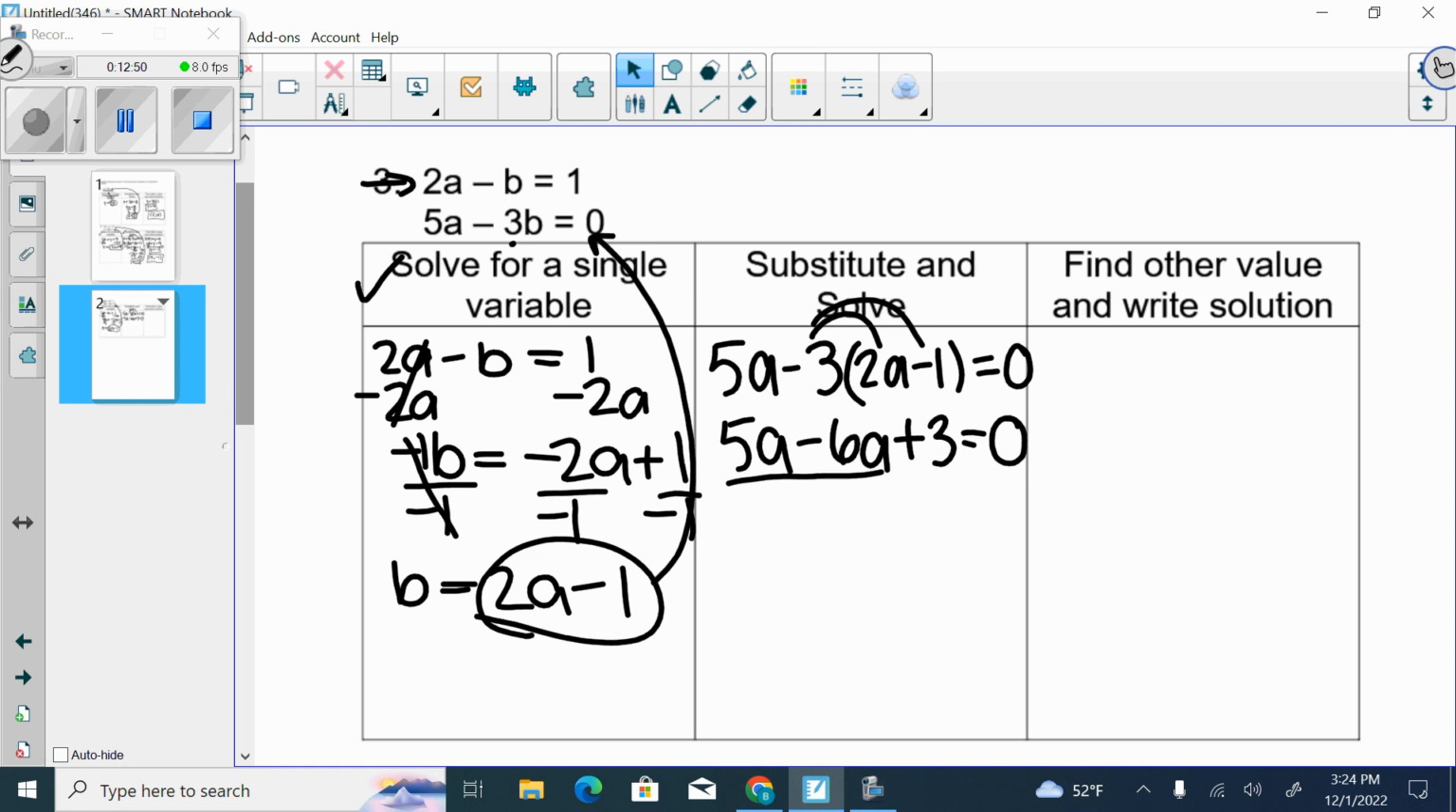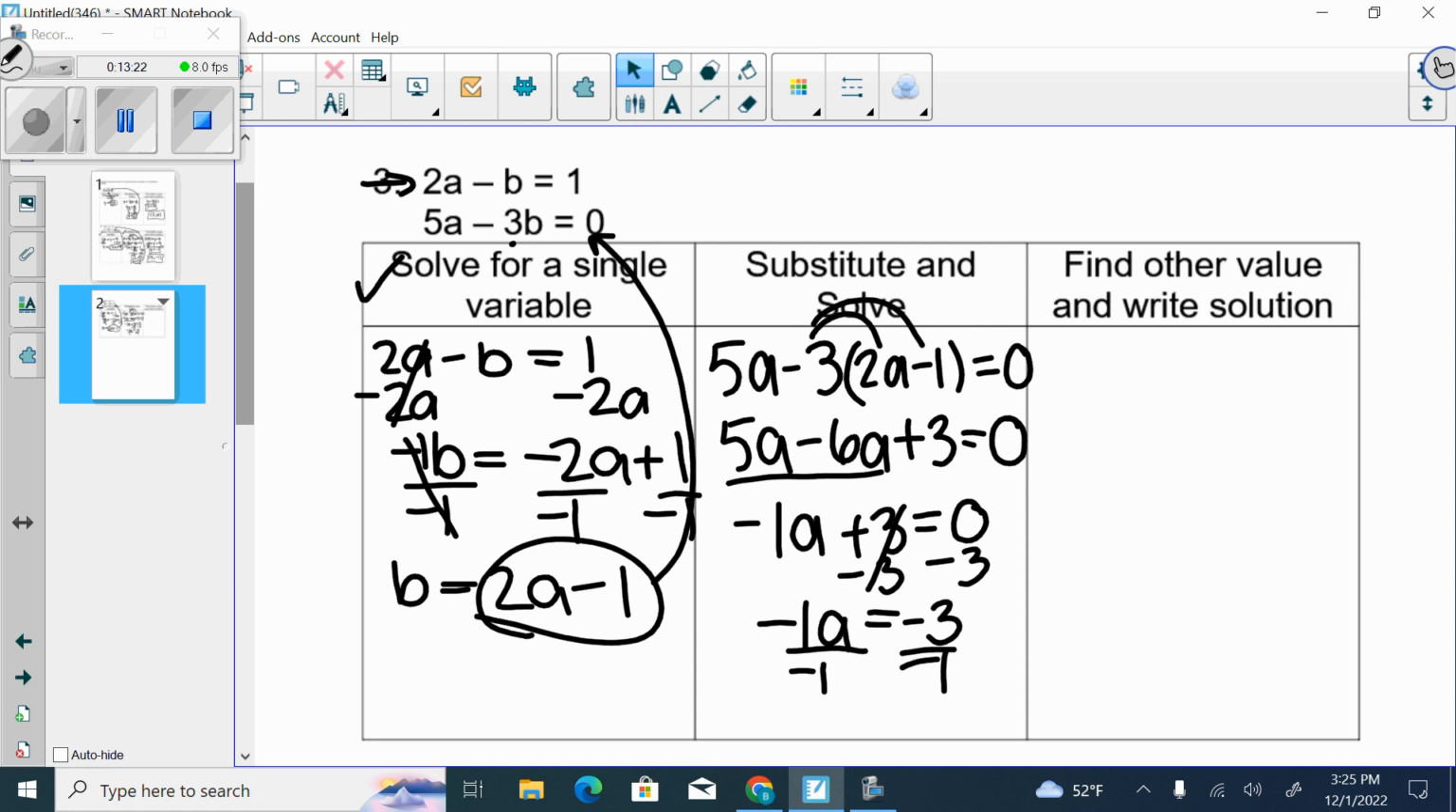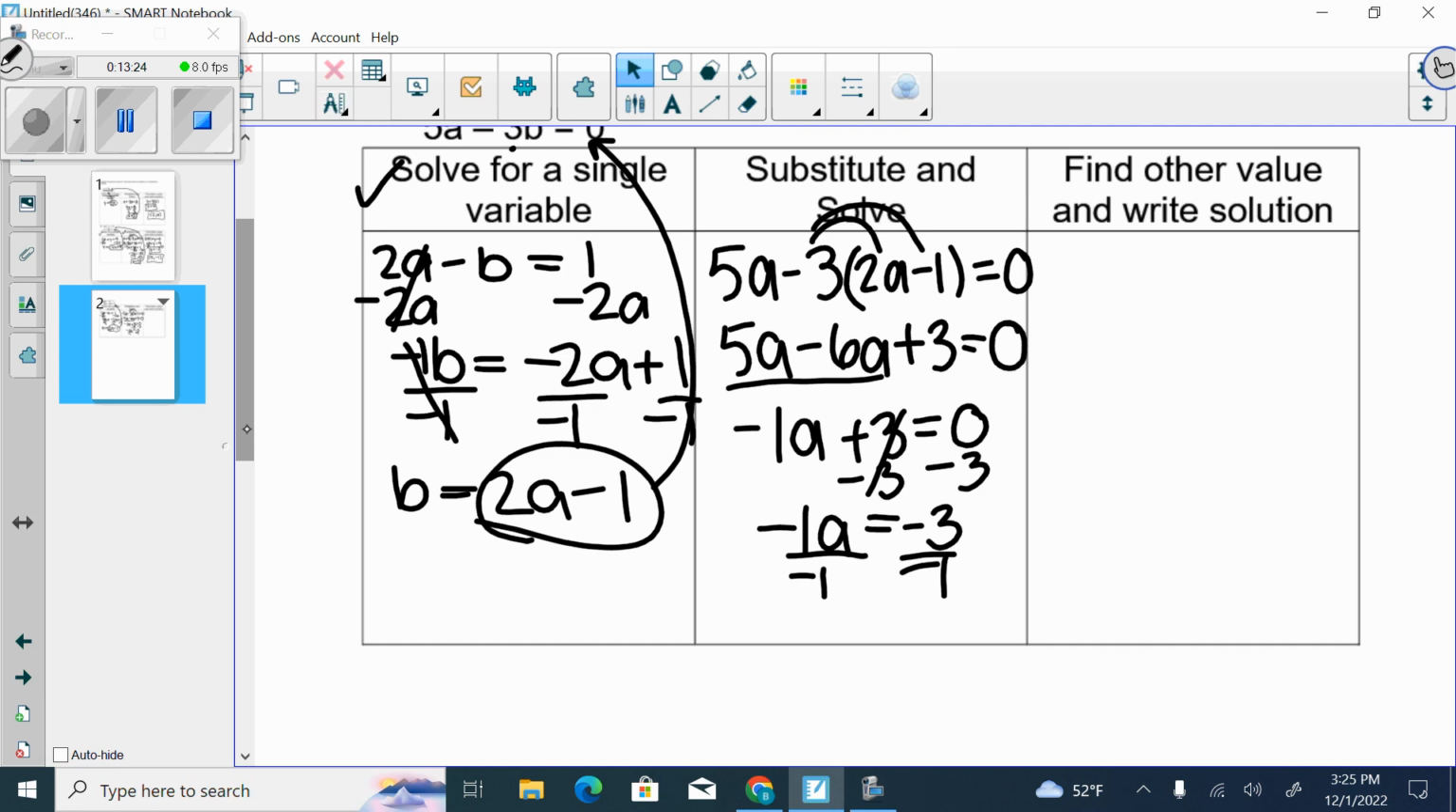Right, I can put those two together. What is 5a minus 6a? Good. So we've got negative 1a plus 3 equals 0. All right, what should we do now? Okay. So minus 3 from both sides. What is 0 minus 3? Very good. And then how do we get rid of that negative 1 in front of a? All right, and what is negative 3 divided by negative 1?